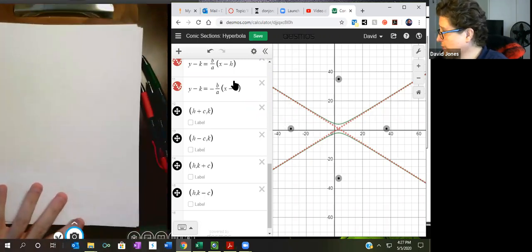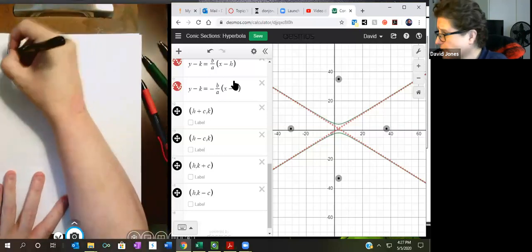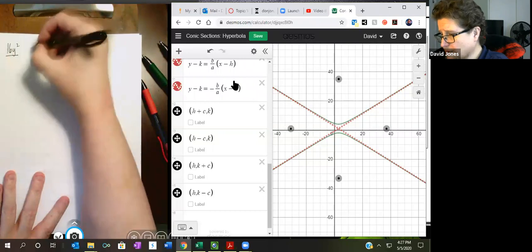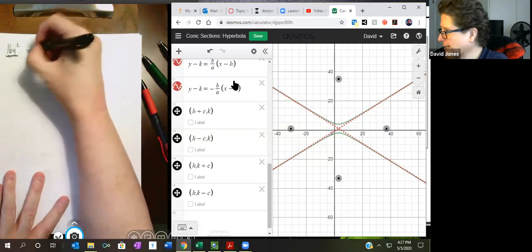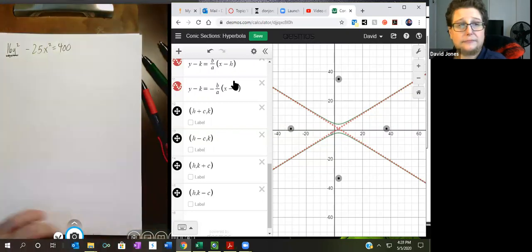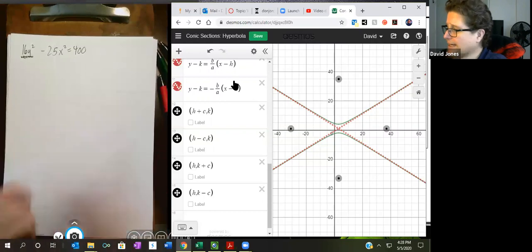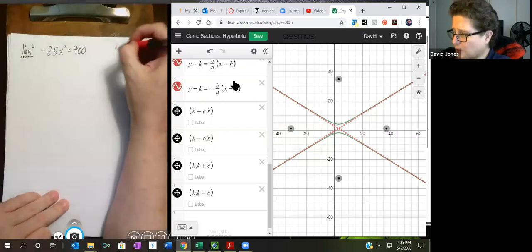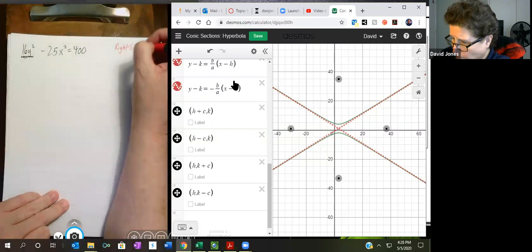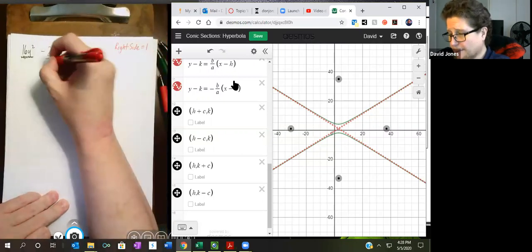So let's see, what's the first one we're going to do? Oh, that's a good one. Let's start with that one. 16y squared minus 25x squared equals 400. Again, right side must equal 1. So we're going to divide by 400 to make that happen.